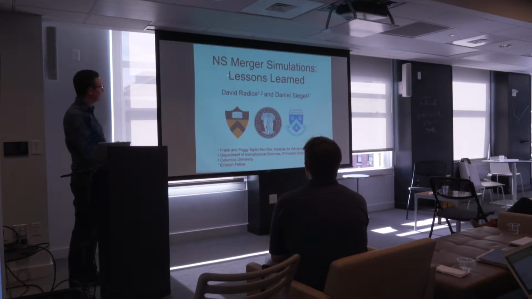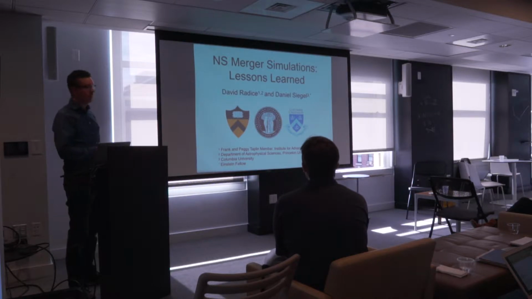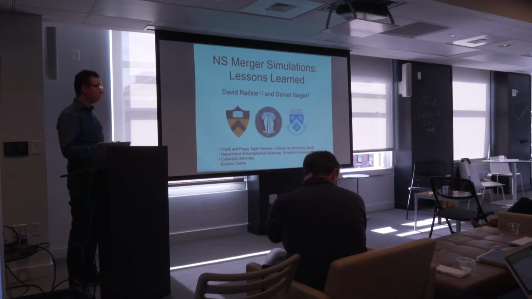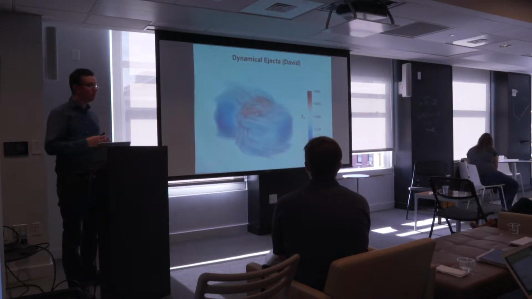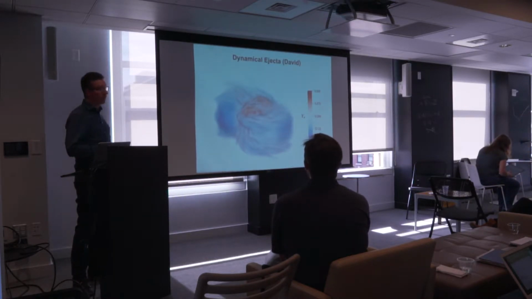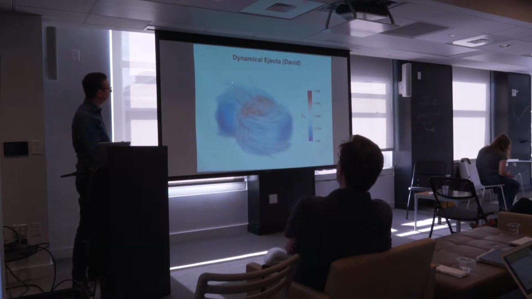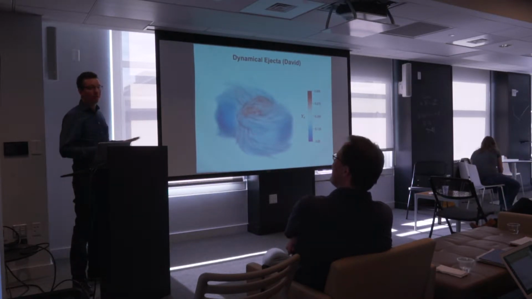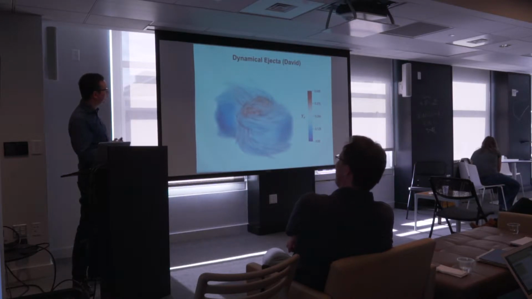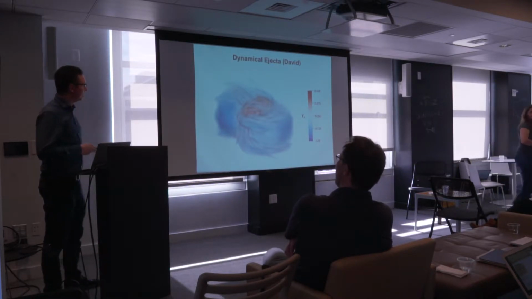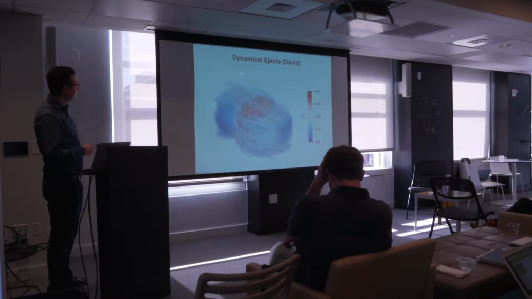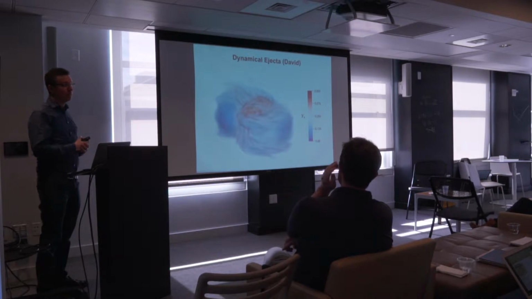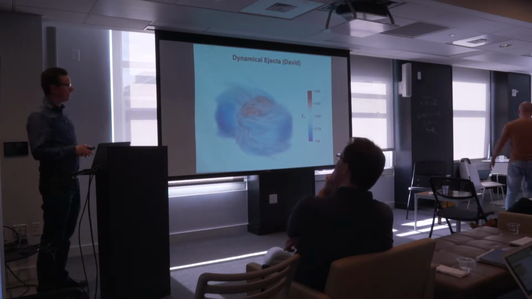So today my goal is to talk about what we have learned from numerical simulations of neutron star mergers, and Daniel after me will talk about numerical simulations following up the neutron star merger itself. So we divided this talk into two parts. Following a long-standing tradition, we will divide ejecta in two parts, one called type 1, dynamical ejecta, and everything else will be Daniel's talk. So the dynamical ejecta is everything that's emitted or unbound during the merger itself.